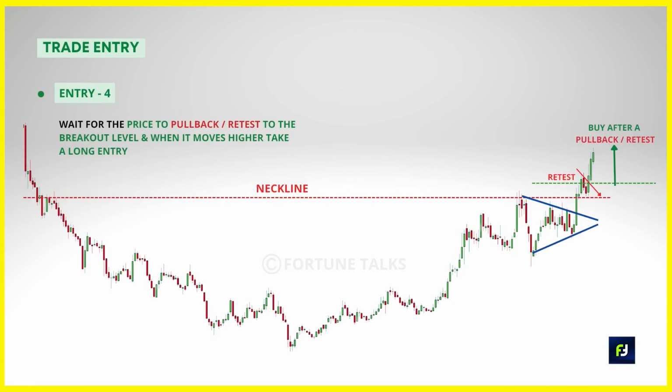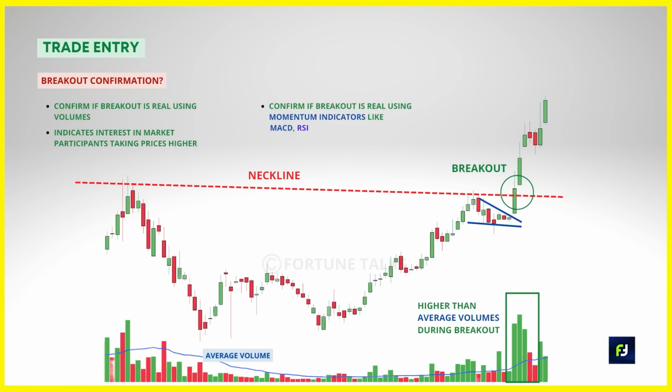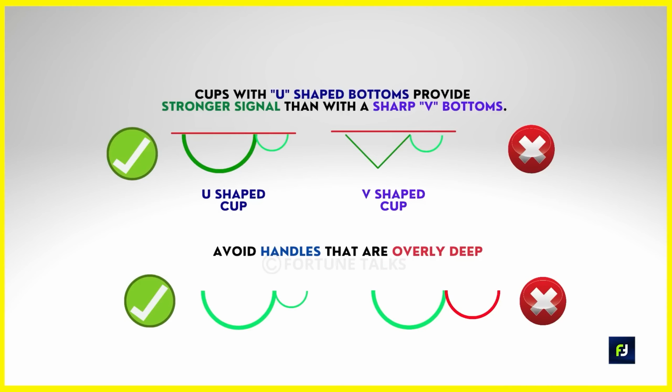And in such instances, you can wait for the price to do a shakeout in the form of a pullback or retest back to the neckline. And you can plan to enter when the price reverses higher. Now make sure to validate if the breakout is real by using volumes and other momentum indicators. Another point to note is that the cups that have longer and more U-shaped bottoms give a better signal, and it is better to avoid the cups with a sharp V-shaped bottom.